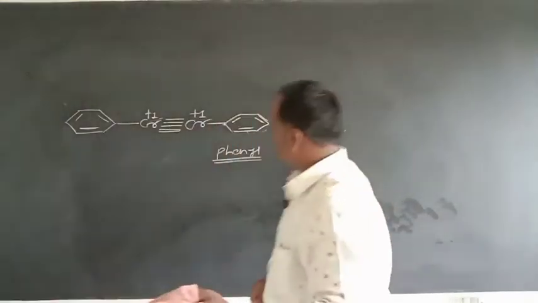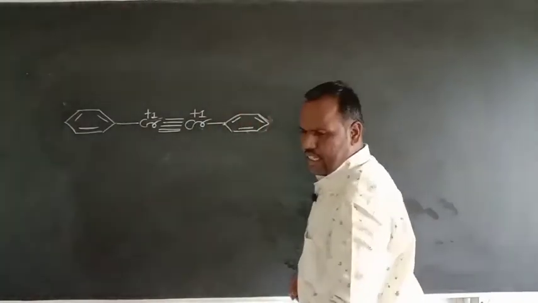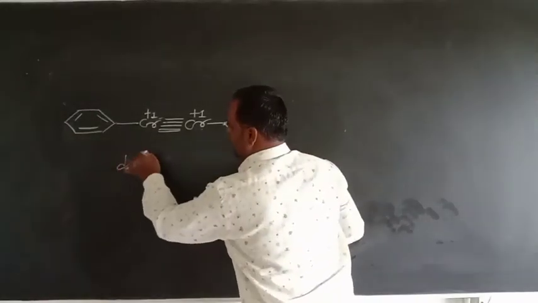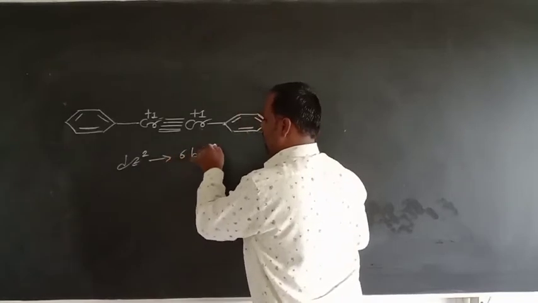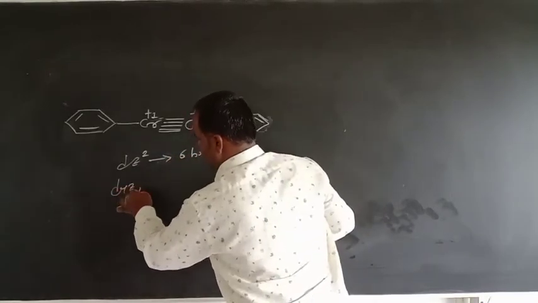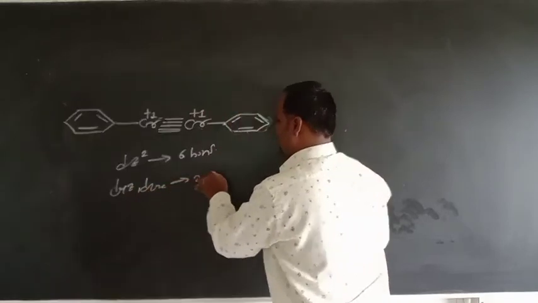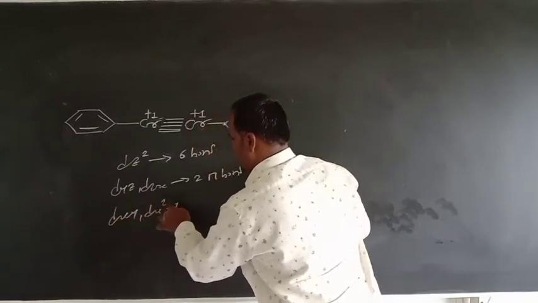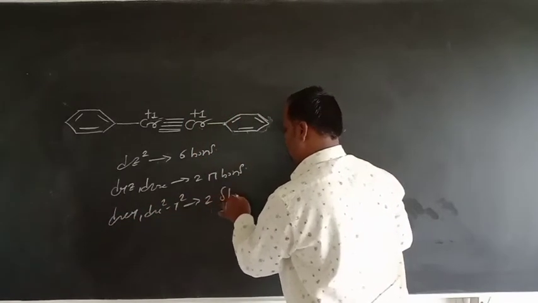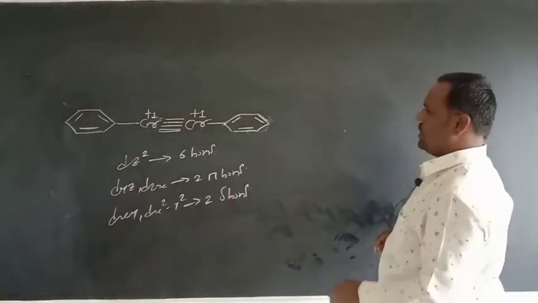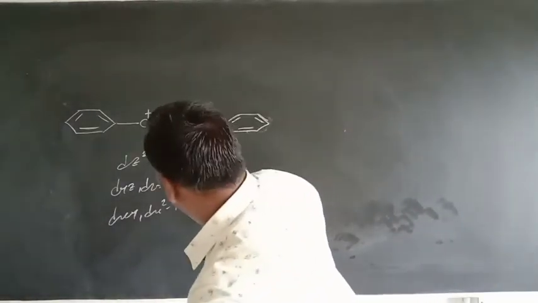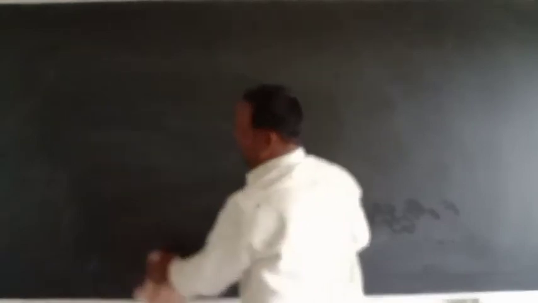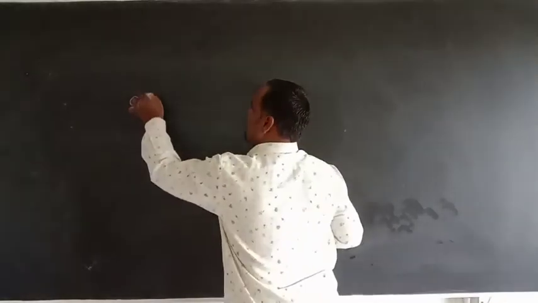So if we consider the energy level diagram, in this case all d orbitals are available to form the bond. The dz square orbital is available to form a sigma bond, then dyz and dzx to form 2 pi bonds, and dxy and dx square minus y square orbitals are available to form 2 delta bonds. So if you consider the oxidation state, in this complex chromium is in +1 oxidation state.